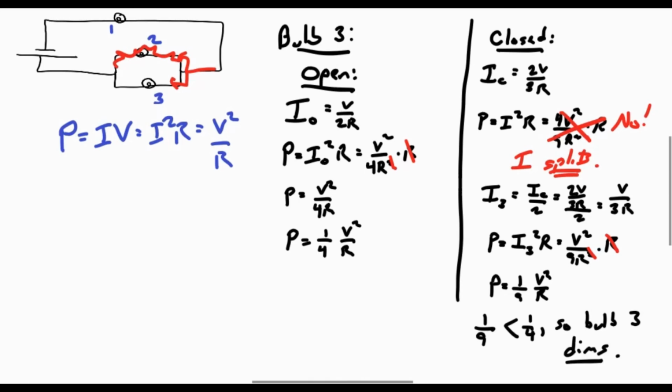Another way to think of this is that before the switch is closed, bulb 3 is seeing half the voltage of the battery. But after the switch is closed, the voltage across the parallel section goes down. It's only seeing 1/3 the voltage, so of course it's going to get dimmer.